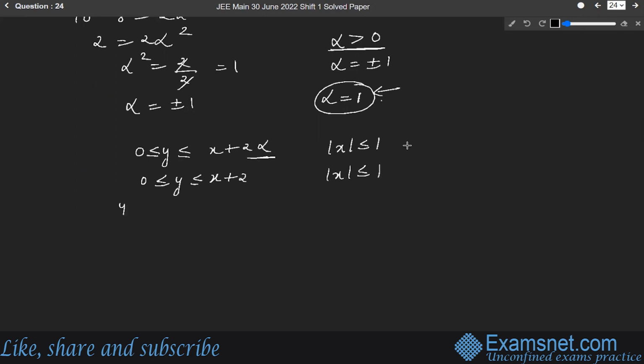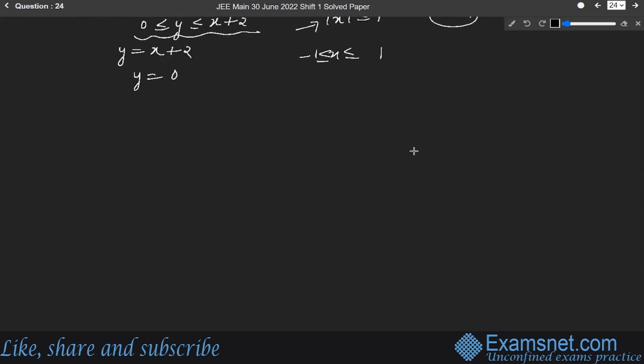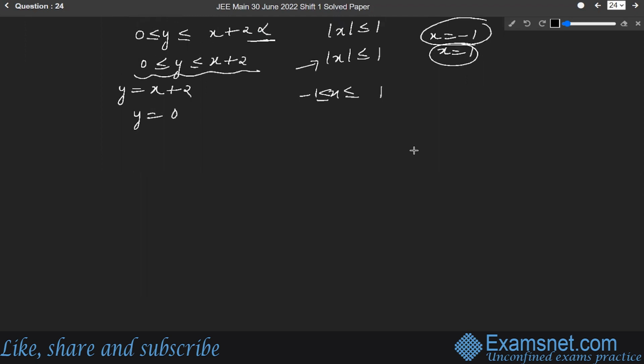Again, y is equal to x plus 2 and y is equal to 0. Here there is no mod, right? It means that y will be equal to x plus 2 and y will be equal to 0. Here we have mod, which is mod x. It means x will have two values, minus 1 and plus 1. It means that x lies between minus 1 and plus 1. Okay, it is simple. x is equal to minus 1 and x is equal to plus 1. So now let us draw it graphically. We have four different conditions.